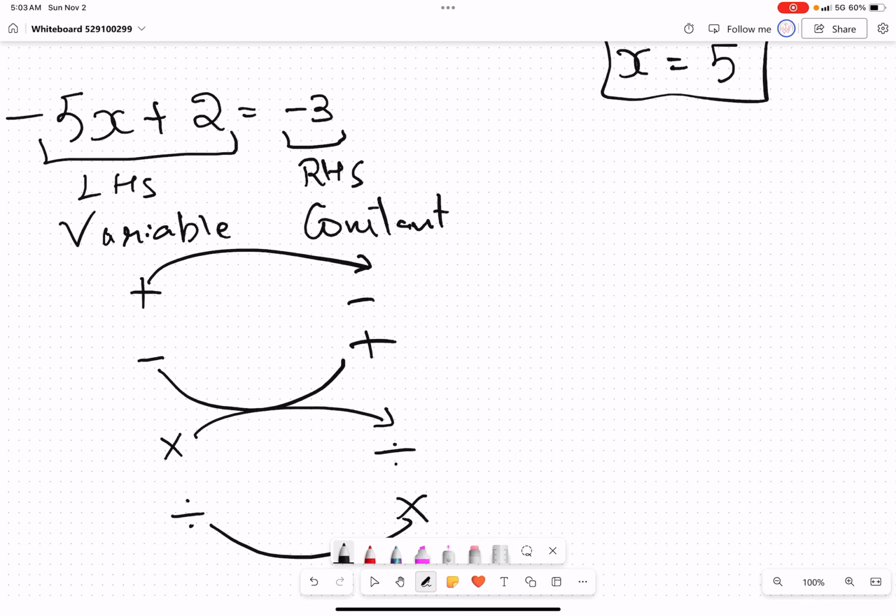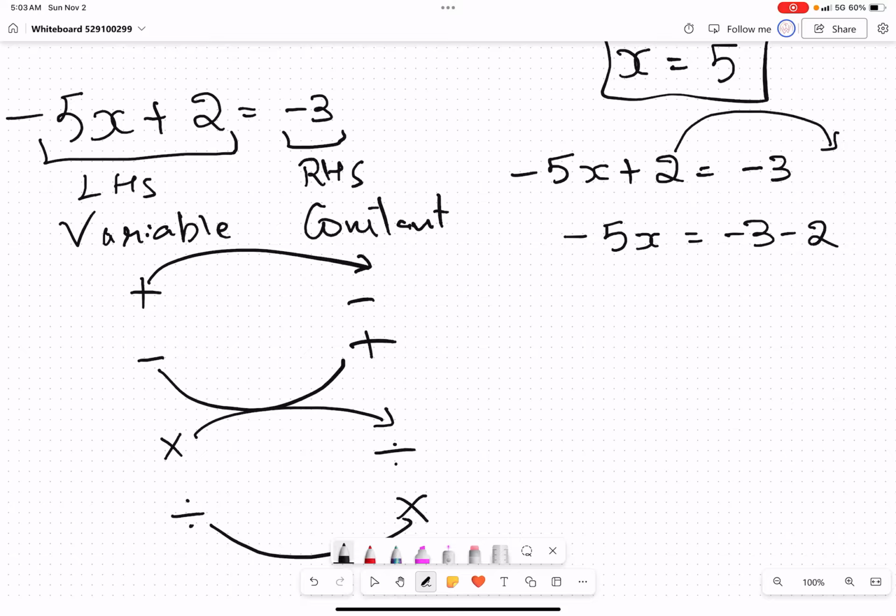Look at this. The equation says minus 5x plus 2 equals minus 3. Minus 5x. Now this guy jumps, hey, I don't like your variables. I'll go and join my friend who is constant, who will give me instant value. Minus 5x equals minus 5. Now this x says, hey, enough, you constants, go on the other side. X equals minus 5 by minus 5.